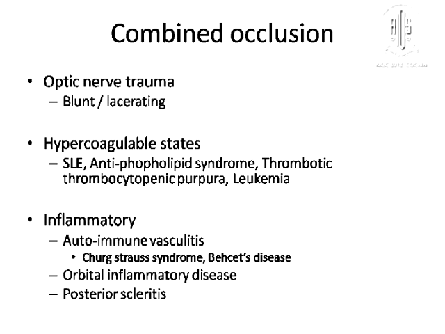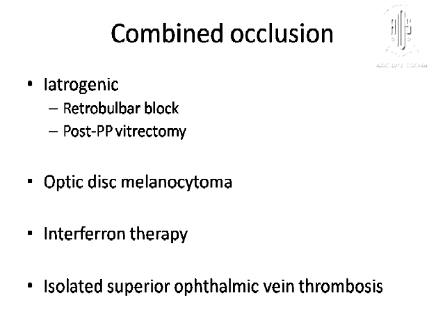This is where the systemic workup comes up, and Dr. Pukraj will be dealing with this. SLE, antiphospholipid syndrome, thrombotic thrombocytopenic purpura and leukemia, inflammatory causes such as autoimmune vasculitis, particularly Behçet's disease, orbital inflammatory disease, episcleritis, all can cause combined occlusion. We ourselves can cause some combined occlusion when we give a retrobulbar block. Rarely it has been described after pars plana vitrectomy, but I am not too sure of the mechanism. Here, direct infiltration into the nerve can cause this. Optic disc melanocytoma, when it infiltrates into the nerve, can also cause a combined occlusion. Interferon therapy and isolated superior ophthalmic vein thrombosis are also risk factors.